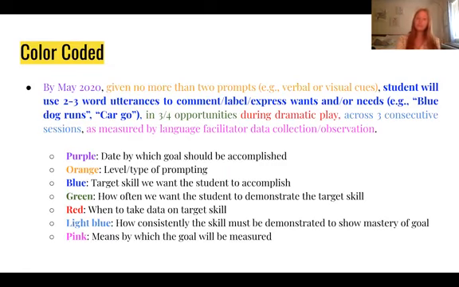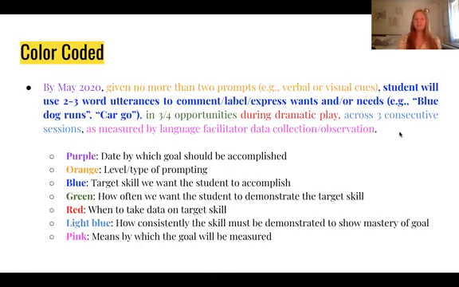So let's read over this color-coded goal together now, and hopefully now that we broke it down a little bit, it'll make sense. So by May 20th, not May 20th, by May 2020, given no more than 2 prompts, example, verbal or visual cues, the student will use 2 to 3 word utterances to comment, label, express wants and/or needs, example, blue dog runs, car go, in 3 out of 4 opportunities during dramatic play across 3 consecutive sessions as measured by language facilitator data collection / observation.